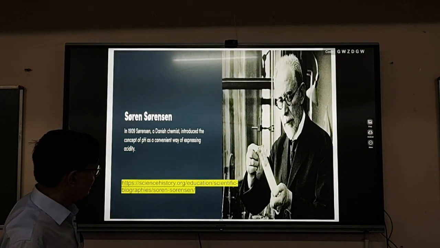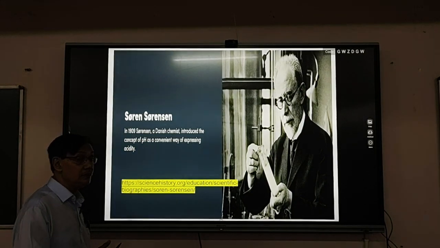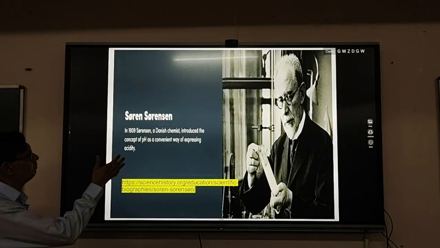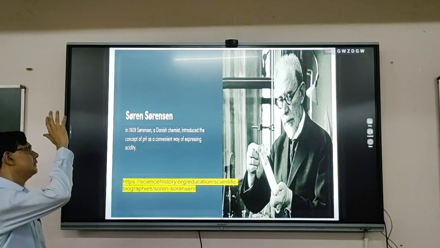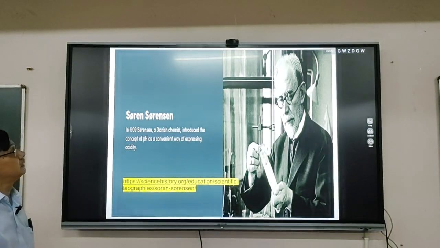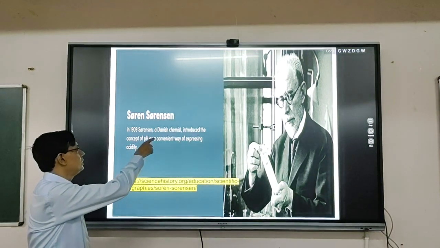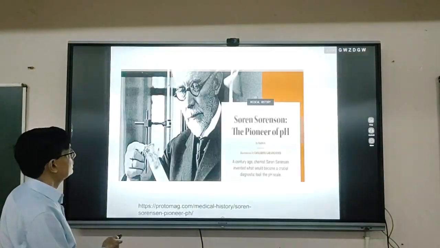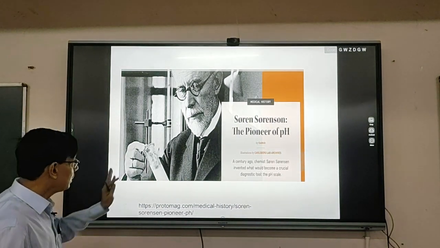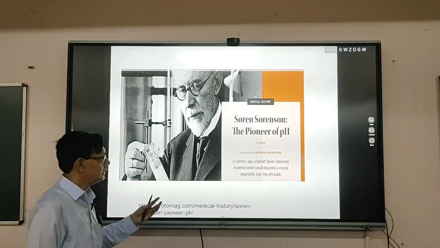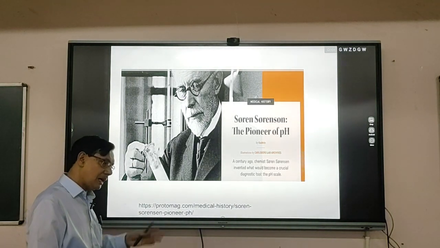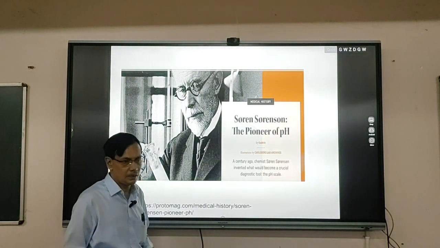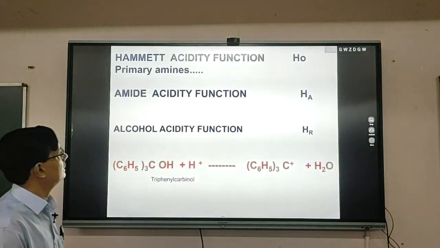Whenever we discuss the acidity function, we must salute another great scientist who discovered the pH. Long back in 1909, S. Sorensen, a Danish chemist, introduced the concept of the pH. And the acidity function is the extension of this pH. So we must consider the contribution of this great scientist, Sorensen. And nowadays, after the acidity function, there is another concept developed by Cox and Yates, called the excess acidity. I will not discuss the excess acidity, I will only discuss the acidity function.